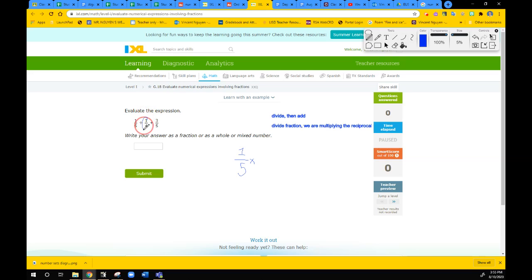This right here needs to be reciprocal. Reciprocal of this just means it's the flip, so it's going to be 4/1. Okay. And then whatever the answer is, we do this first, and then we add 3/5 to that.